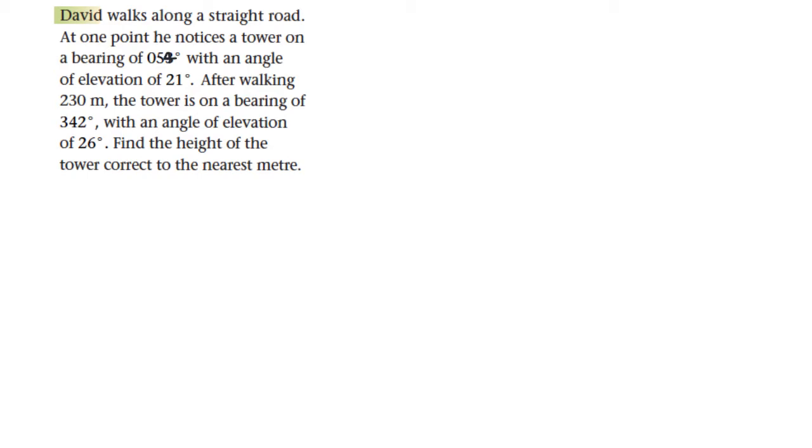So David walks along a straight road. At one point he notices a tower on a bearing of 53 degrees. So let's say David starts here, and he's walking along this straight road, and he notices this tower is over here at a bearing of 53 degrees. So that angle there is 53 degrees. Really important for these to have a nice big diagram too. I'm even a little bit limited writing on a tablet here.